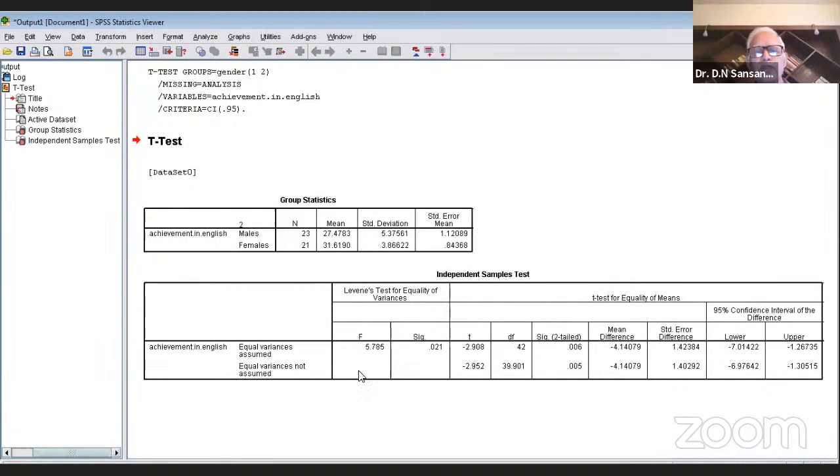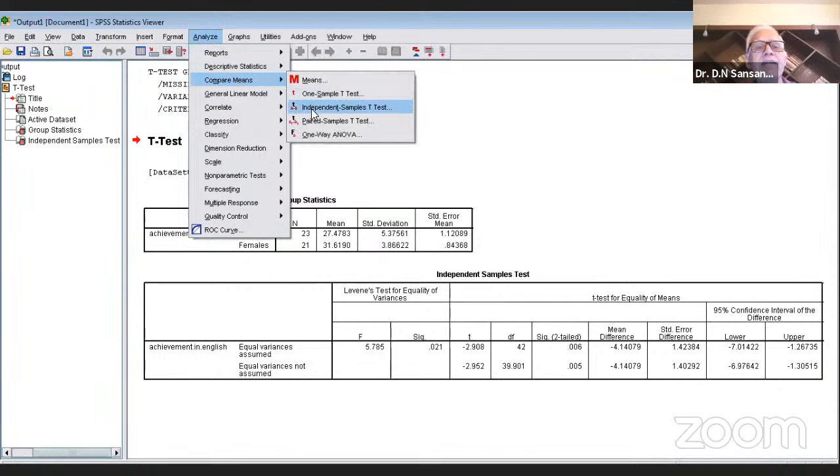Okay. Now, from this particular one, I will take the t-value and I will take this bottom t-value. Here you see the t-value they are showing as negative. It is negative because in the formula which they have used in their program, it is 27.47 minus 31.61. Because the minus value is higher, that is why it is negative. I will analyze it again.